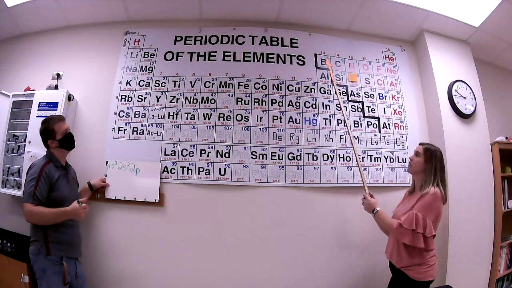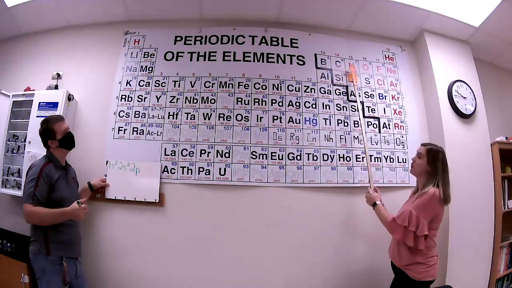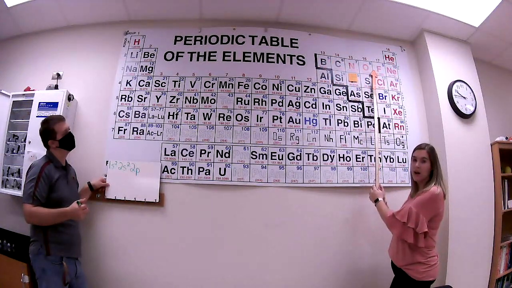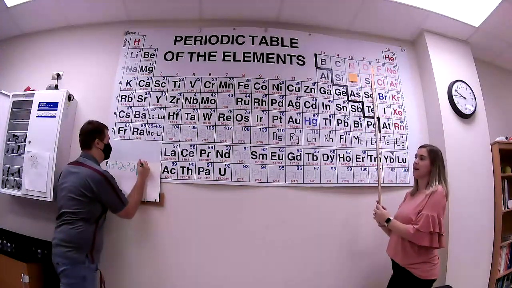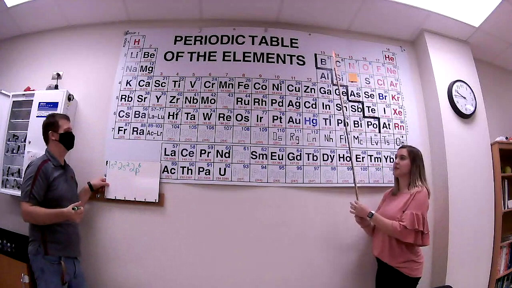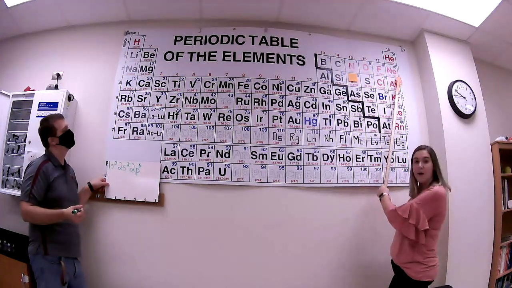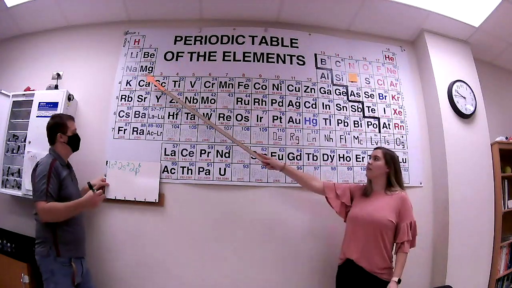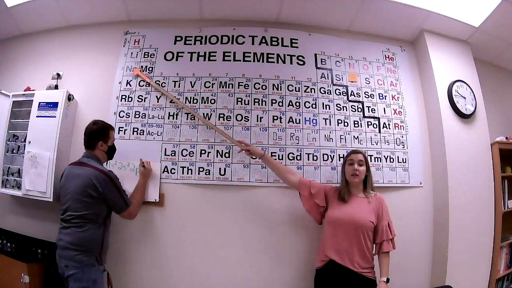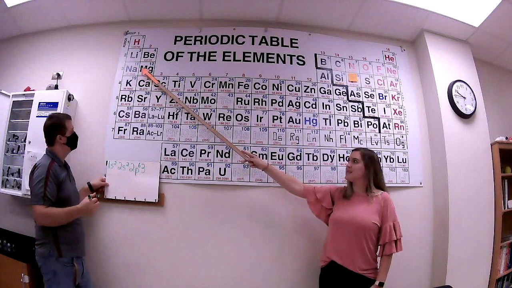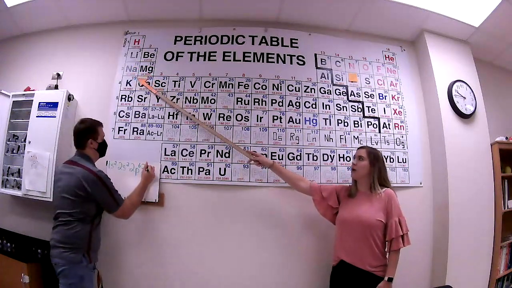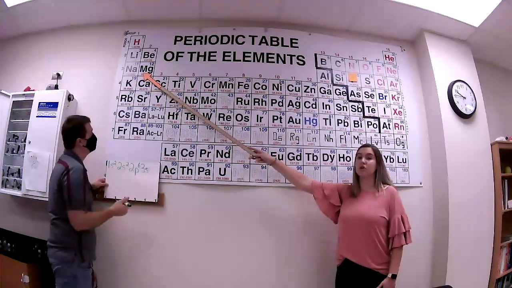Each box represents an electron. 1, 2, 3, 4, 5, 6. So 2P6. I know I probably wasn't actually following the boxes there. I did my best. Okay, now we're at the end of the row. Come on down right here. So now we are on the third energy level, S sublevel. We are crossing 1, 2 boxes.